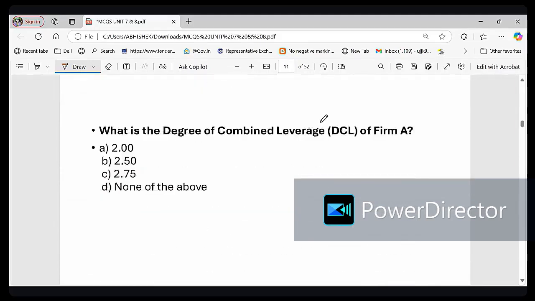What is the DCL of the firm A? That is called degree of combined leverage, right? This is the third last question. So what is the DCL of the firm A? The options are 2, 2.5, 2.75, and option D, none of these. What do you think about the DCL?